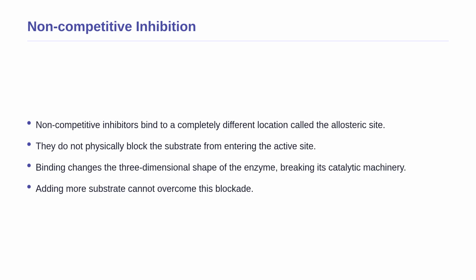This is exactly how non-competitive inhibition works. The inhibitor binds to a completely different location on the enzyme, known as an allosteric site. It does not physically block the substrate. Instead, it changes the overall three-dimensional shape of the enzyme, breaking its catalytic machinery so it cannot convert substrate into product.